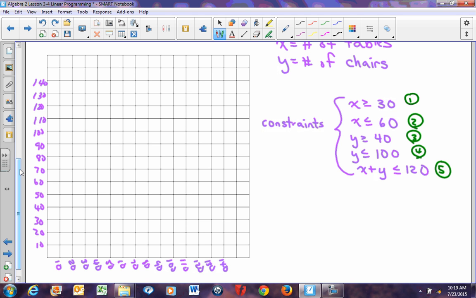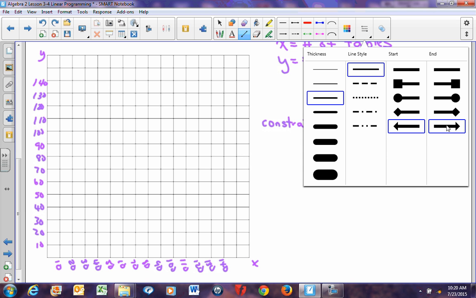I could label my axis number of chairs and number of tables, but since I've already labeled what x and y are, I'm just going to label this x and this y just to save myself a little bit of space. Now I'm going to graph my constraints. x is greater than or equal to 30. Remember, x equals is a vertical line, y equals is a horizontal line. So I'm going to have a bunch of lines here.